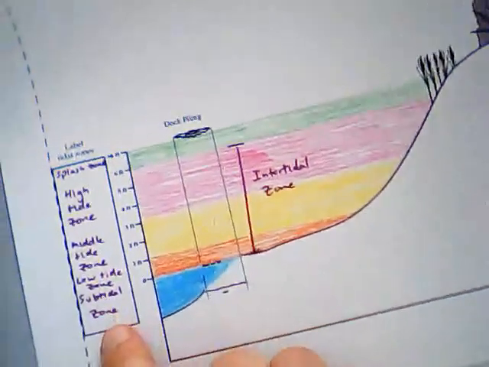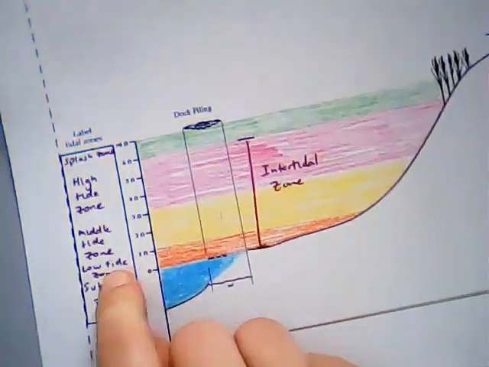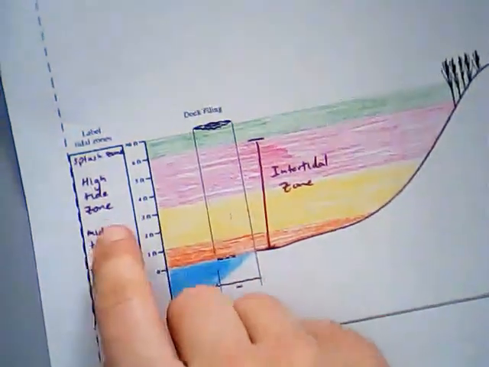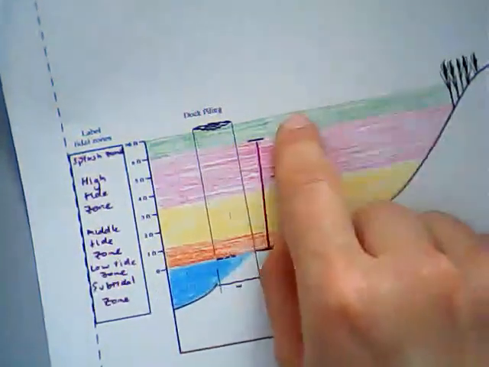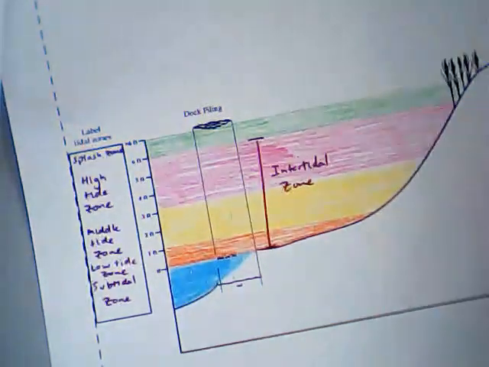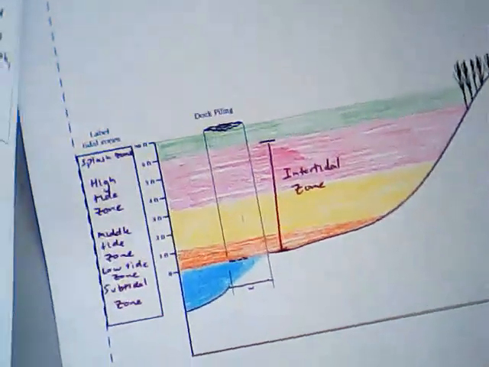So we had our subtidal zone, which is always wet. We have our low tide zone, our middle tide zone, our high tide zone, and then our splash zone. The splash zone just gets wet from the waves, or if there's a really bad storm, then it might be covered in water.